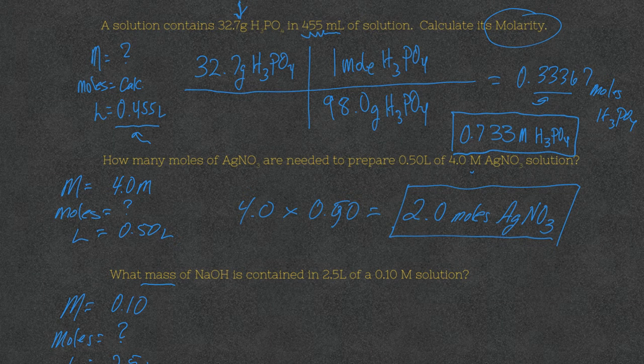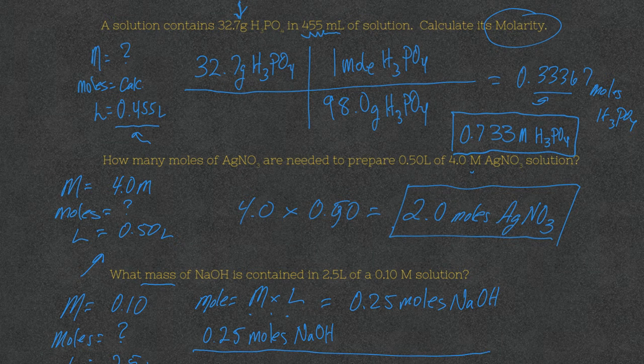So again, just as we did in this problem up here, we're going to use moles is equal to molarity times liters. When I multiply 0.1 times 2.5, I get a value of 0.25 moles of sodium hydroxide. I'm not done. I need to convert that to mass. So I can start some fresh dimensional analysis down here. 0.25 moles of sodium hydroxide.